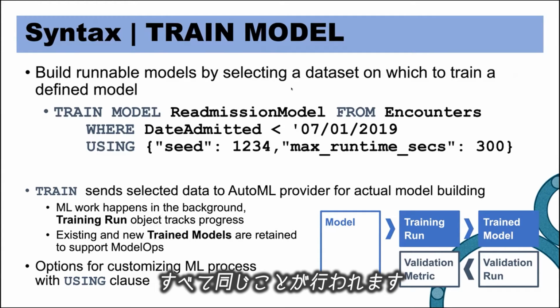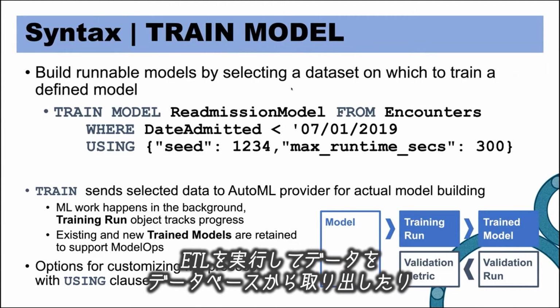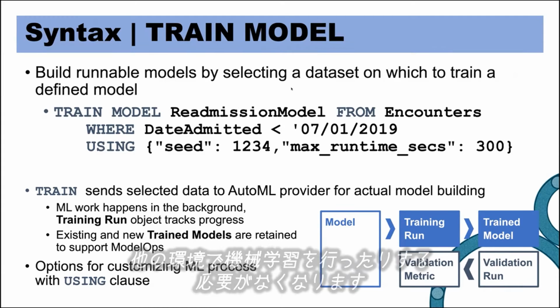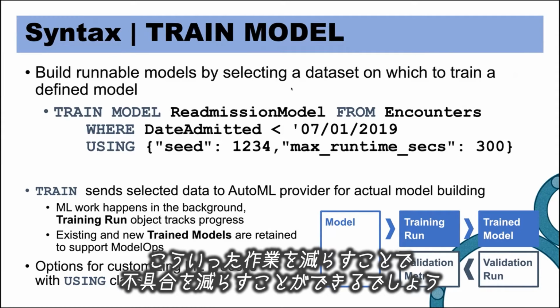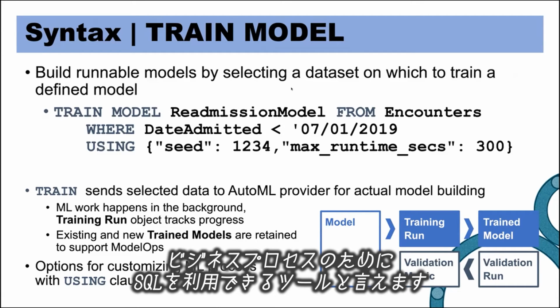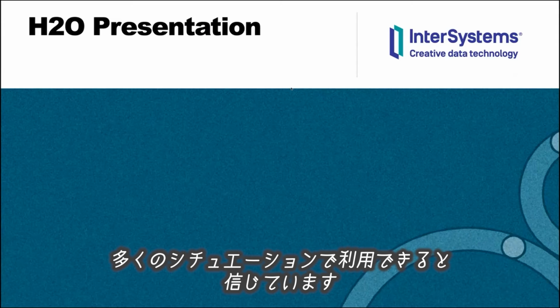models and maintaining your training process in the same place that your data lives, and that can avoid a lot of switching back and forth between contexts, where you go over into a Jupyter notebook or do some ETL to get your data out of the database, and then do machine learning in some other environment like that. It ends up sometimes causing some problems. So really, integrated ML is a tool that allows you to do stuff from SQL, if that makes sense for your business process, and we think it does in a lot of contexts.